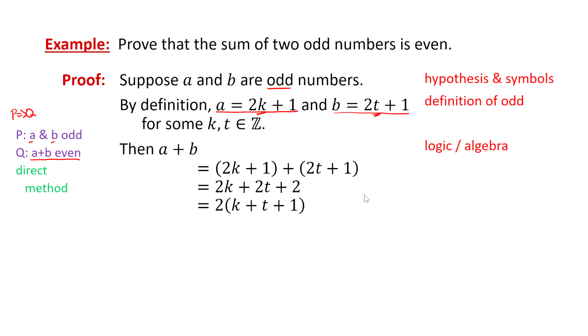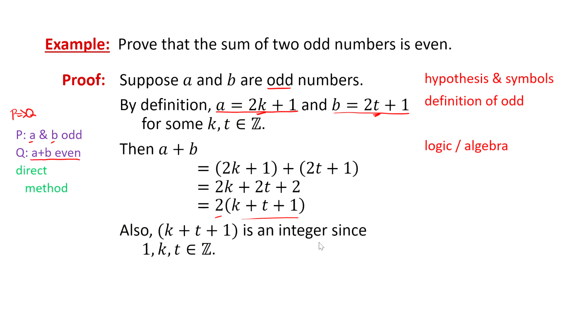So this is where we pull back our definition of even. And even said you had to have 2 times some integer. So let's double check. Is K plus T plus 1 an integer? Well, K and T originally were integers. 1 is definitely an integer. So we add up 3 integers and we're going to end up having still an integer. So yes, we've got 2 times some integer as our sum, which means we then simply say, yup, we've got our definition of even, so that sum is definitely even just by applying that same definition.